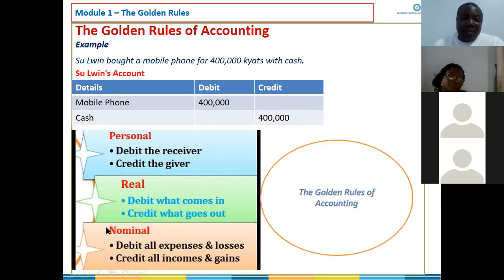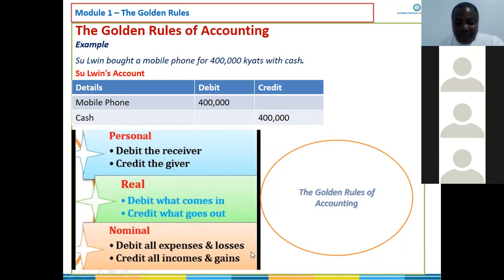Then we have nominal accounts. It says that you debit all expenses and losses and credit all incomes and gains. So what does the nominal account say? Debit all expenses and losses, credit all incomes and gains. So these are the golden rules of accounting, but we are going to see more of them ahead.